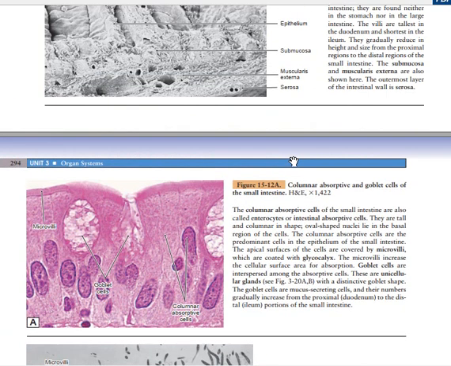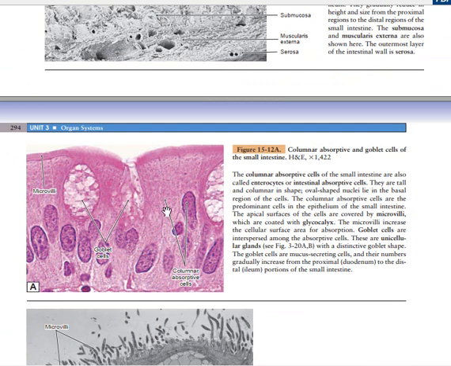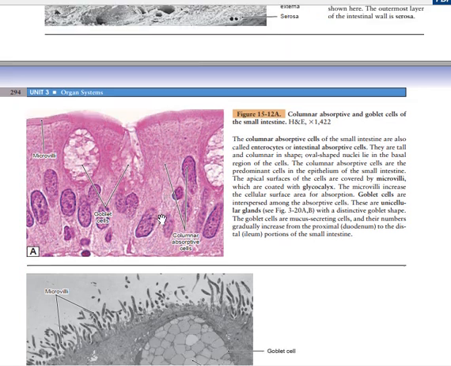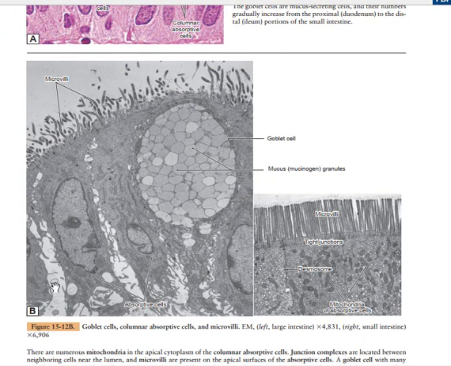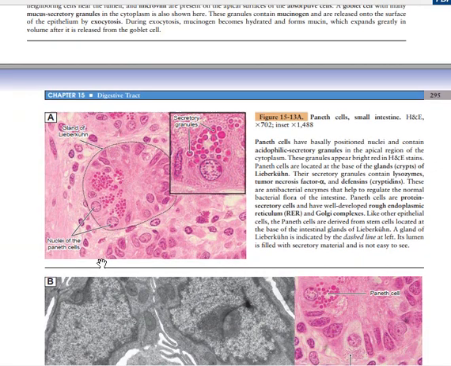Now, what are the columnar absorptive cells? This is the diagram of columnar absorptive cells and the goblet cells. Goblet cells are seen here. These are the columnar absorptive cells, still at the level of the small intestine. This is the electron microscopic view of the goblet cell. The goblet cell is a cup-shaped cell containing many mucous granules, and these are the enteroabsorptive cells close to it.